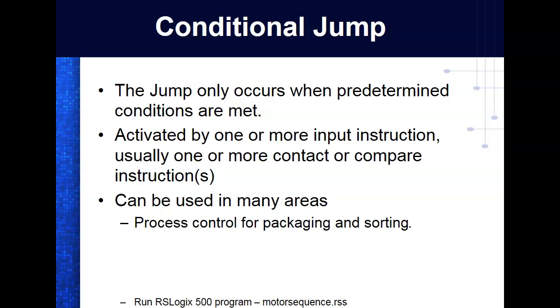Conditional jumps, this is basically all the things we've got in the book, only occur when predetermined conditions are met, activated by one or more input instructions. Usually it's a contact or a compare instruction, but it can be any input instruction. We haven't talked about all the input instructions. Right now, the only input instructions we've seen so far are the compare instructions and the contacts. Those are all input instructions, and input instructions automatically go to the left, right? Output instructions automatically go to the right.